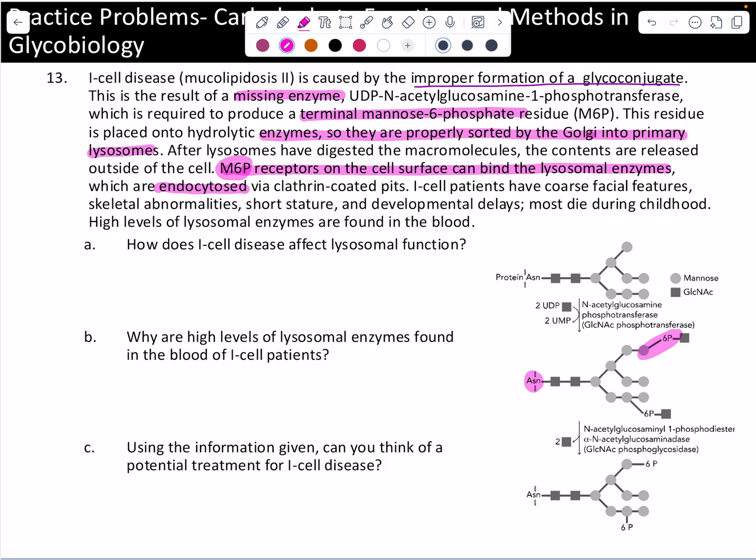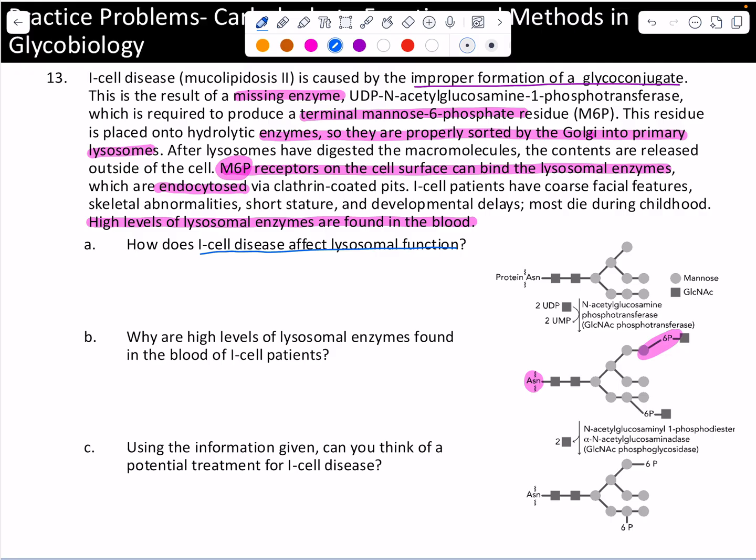So what happens? I-cell patients have all sorts of negative impacts of missing this enzyme. It means they have developmental delays, short stature, they have skeletal abnormalities, and you really actually can't survive having this deficiency. And what you find is high levels of lysosomal enzymes are actually found in the blood, and that is what causes a lot of these problems. All right, so let's see if we can figure out, again, how I-cell disease affects lysosomal function.